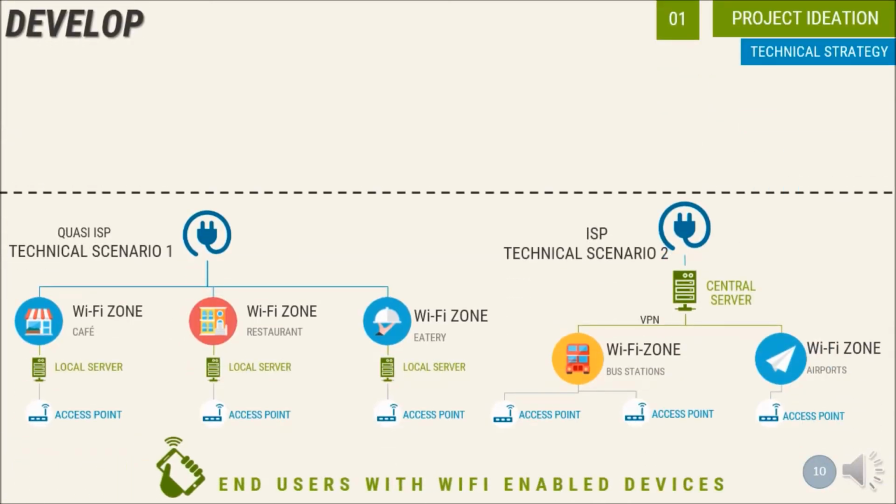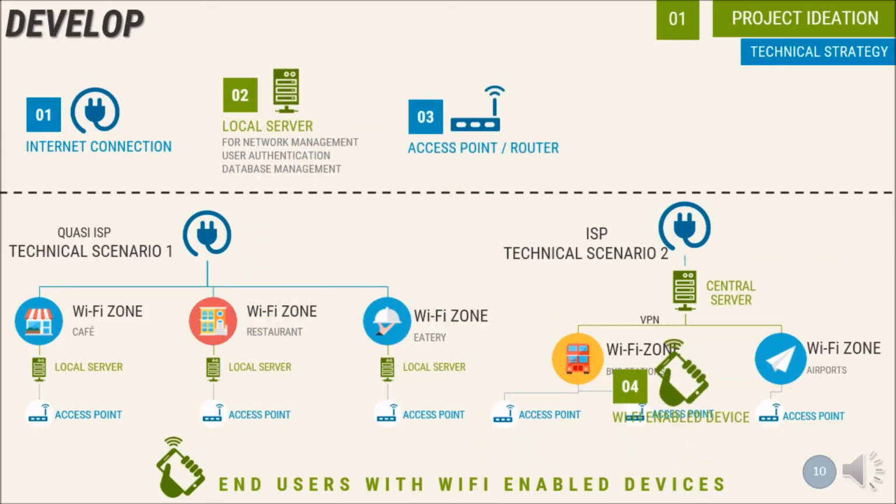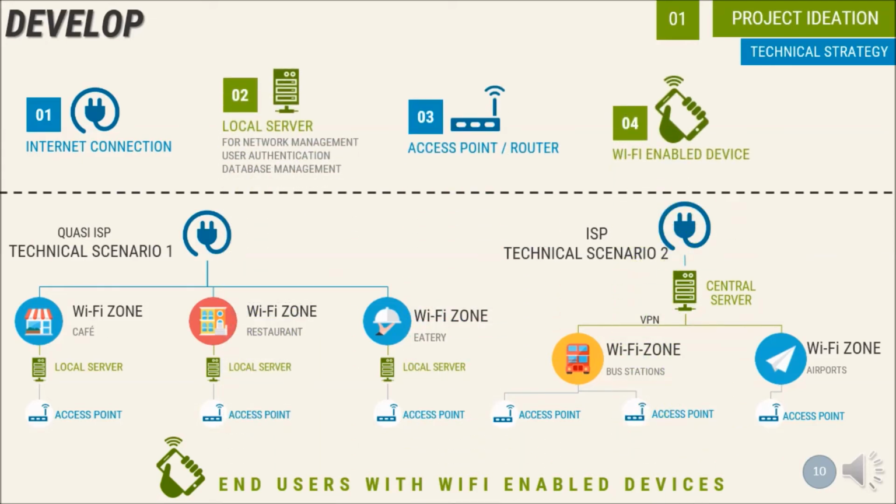So different Wi-Fi zones in India run on different architecture. Irrespective of the network architecture, a few things remain the same. You need an internet connection, a router, an access point, a local server that manages user authentication, database management, network security, and overall network management. And of course, you need an internet-enabled or a Wi-Fi-enabled device to access this free Wi-Fi.